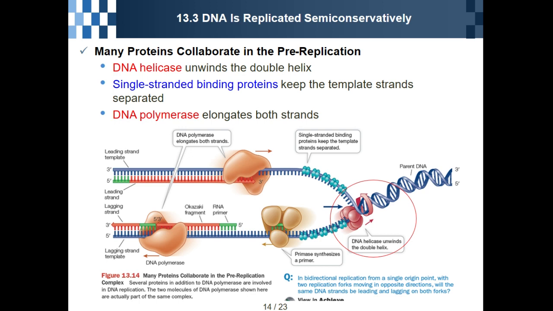First of all, helicase and single-stranded binding proteins. Then primase binds at the end, so they make the RNA primer. Then DNA polymerase binds here, so they replicate the DNA like this. This is the leading strand. How about the lagging strand? We will see that.